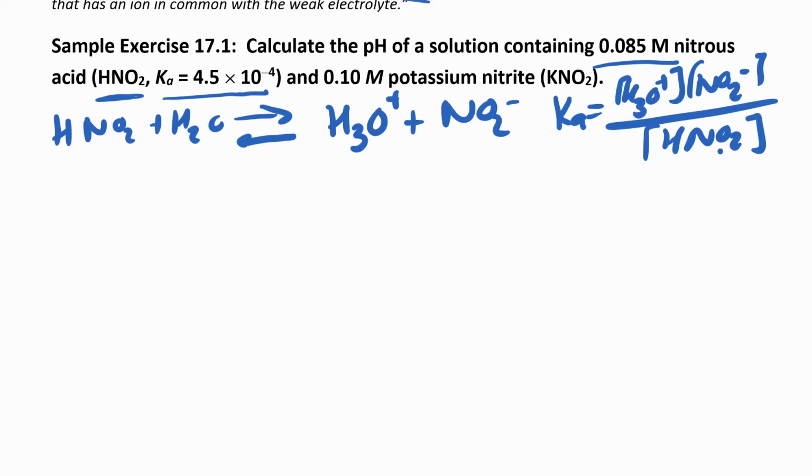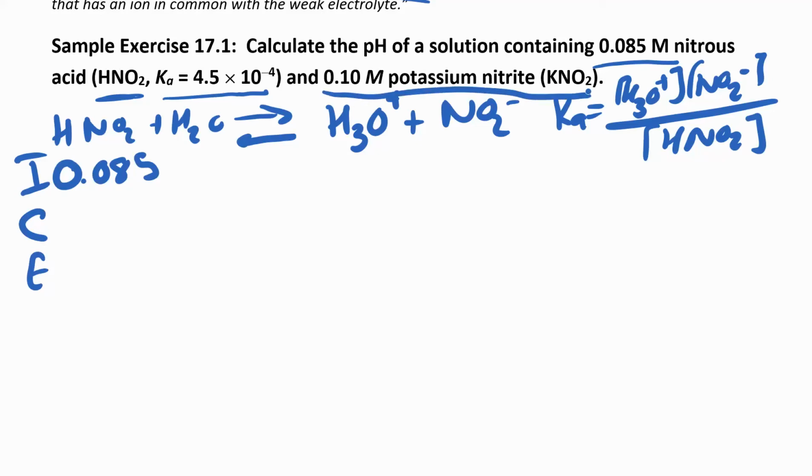They say you're starting off with 0.085 molar nitrous acid. You can make a little ICE table here. The trick is that they're also telling you about some potassium nitrite. So where does that come into play? That's your common ion. The nitrite ion is what's common there. Potassium nitrite is a soluble ionic compound. It's ionic because it's a metal and a polyatomic ion, and it's soluble because we know potassium is always soluble. Even if you don't know any rules about nitrite, you know a rule about potassium. All those group 1 metals are always soluble.